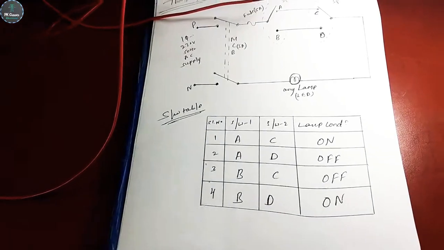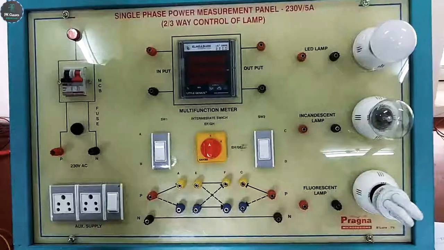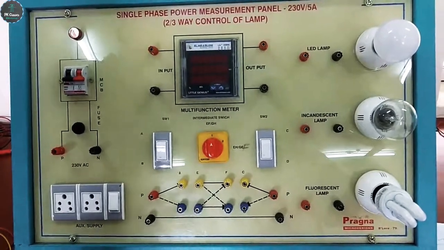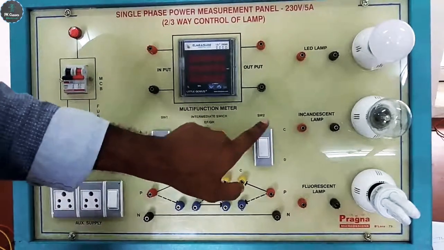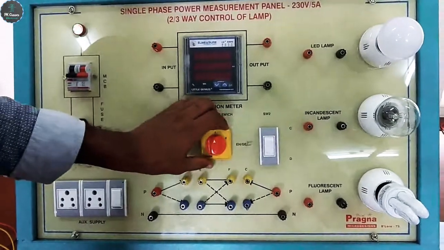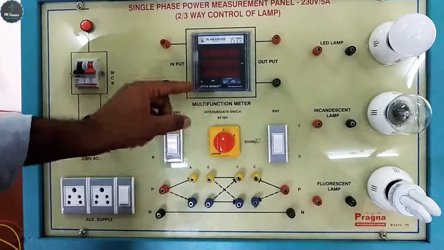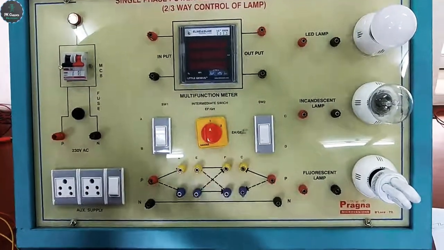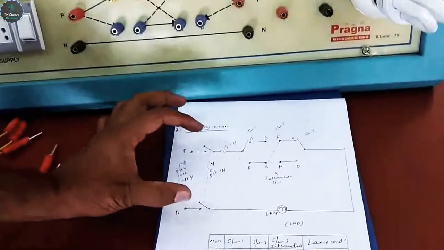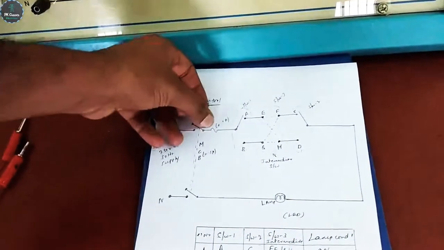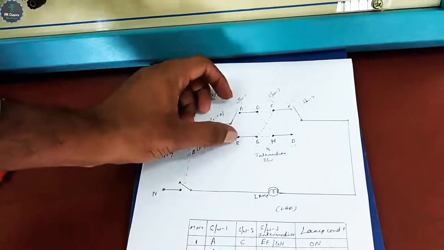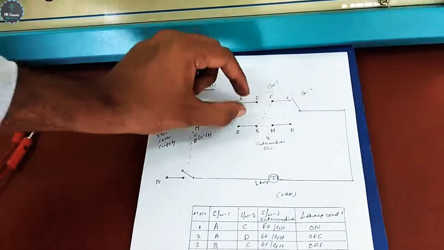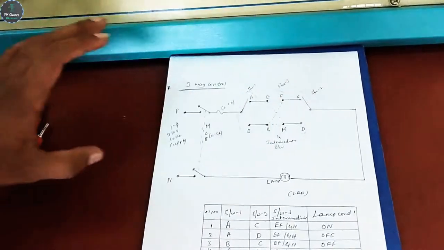This is the two-way control of lamp experiment. We'll start the three-way control of lamp. Here, three switches we are using: switch 1, switch 2 and the intermediate switch. Two conditions are possible here: one is a straight connection, another is a cross connection. As you can see in the diagram, there is a phase-neutral supply, an MCB, a fuse, switch 1 and switch 2. Switch 3 I considered the intermediate switch.